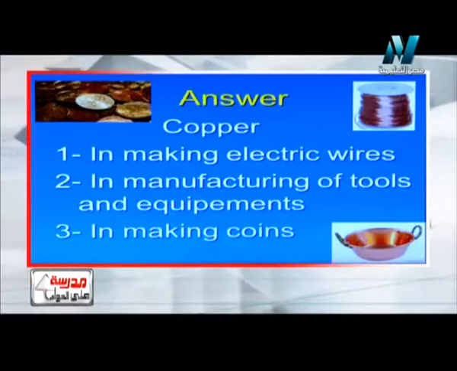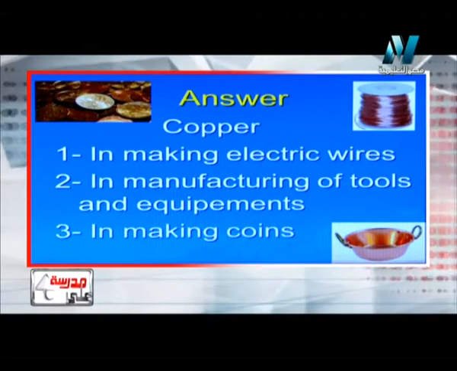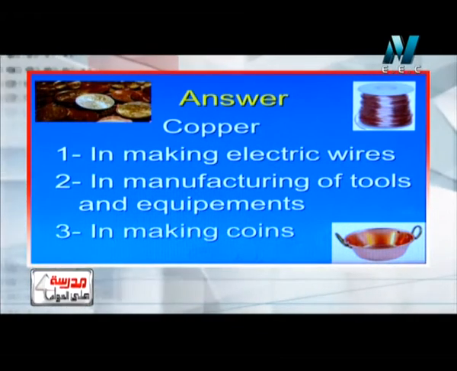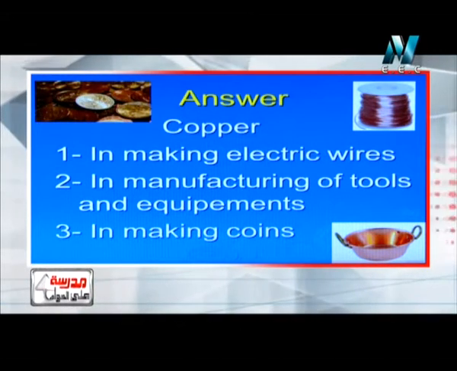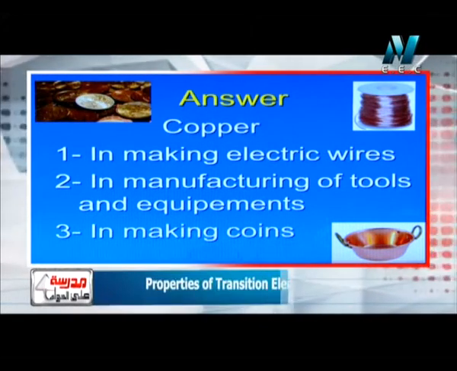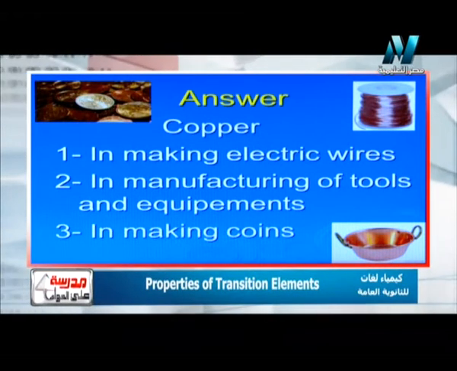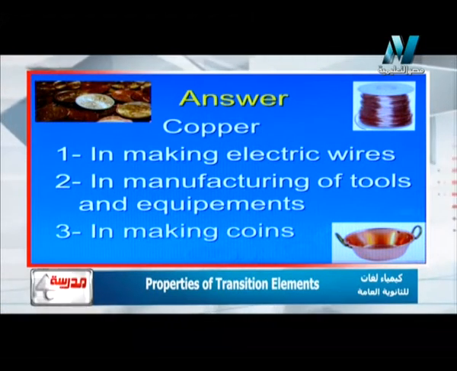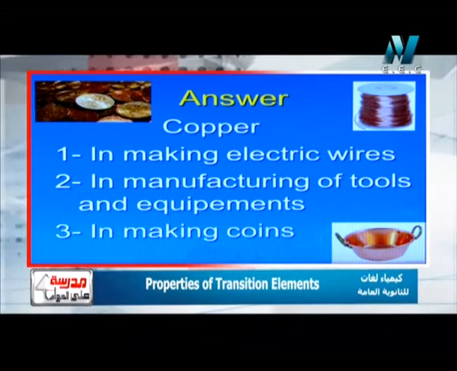Uses of copper: in making electric wires, in manufacture of tools and equipment, in making coins. Let's start with the first one, making electric wires. We know that copper is a good conductor of electricity, and it has no thermal effect when electric current passes through it. So we use it in making electric wires.